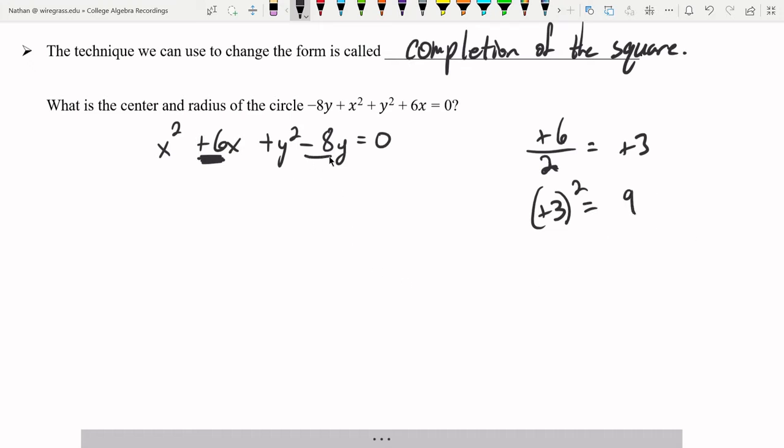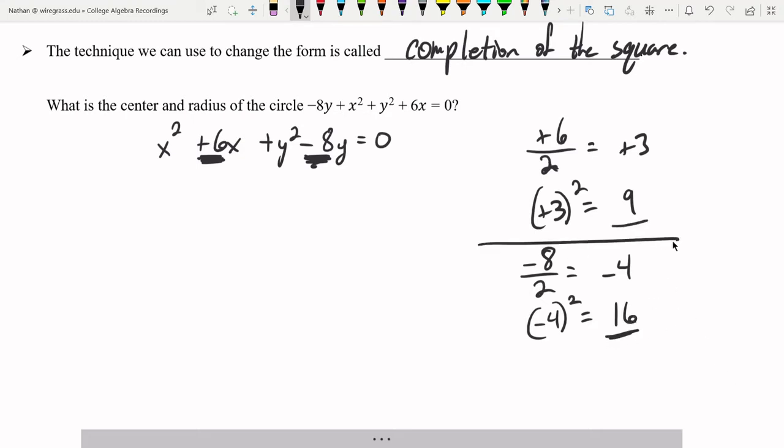Okay, same process for the y. The number in front of just the y term is negative 8 divided by 2, so negative 4, and then square that number. We get 16. Now 9 and 16 are the key numbers here. 9 we're going to add to both sides, right next to this x term. And 16 I'm going to add to both sides, next to the y term here.